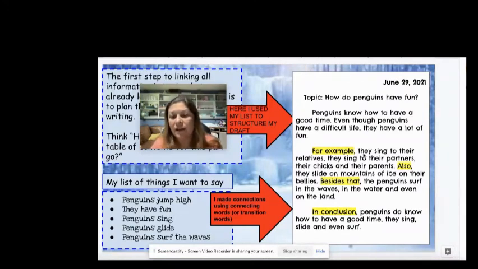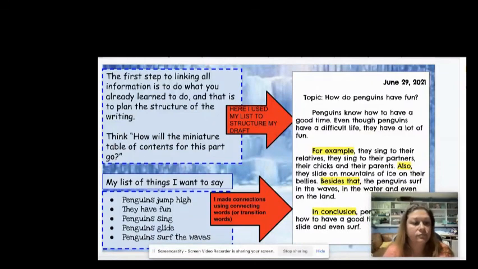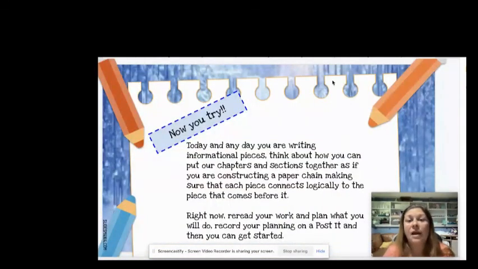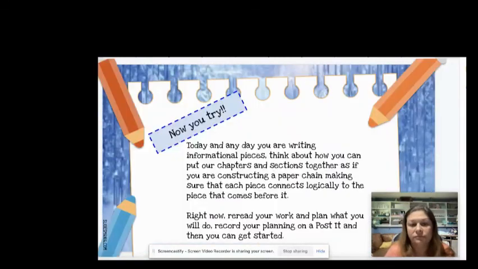So if you notice, I've highlighted those linking or transition words. For example, also, besides that, and in conclusion. And now it's your turn to try. Feel free to come back to this video and look at the list of words that I have here to use in your writing. Today and any day that you are writing informational pieces, think about how you can put our chapters and sections together as if you are constructing a paper chain, making sure that each piece connects logically to the piece that comes next or before it.